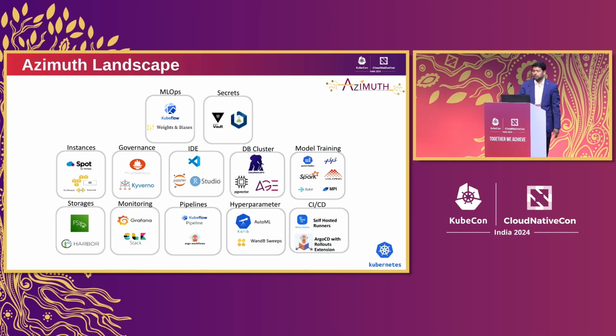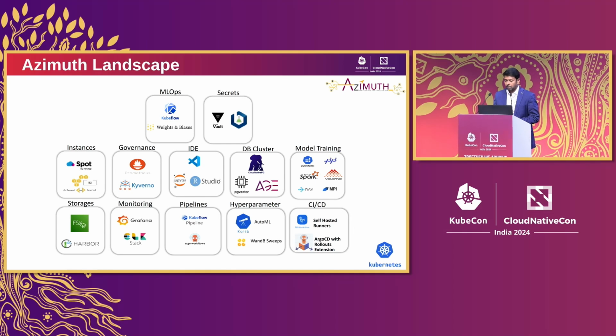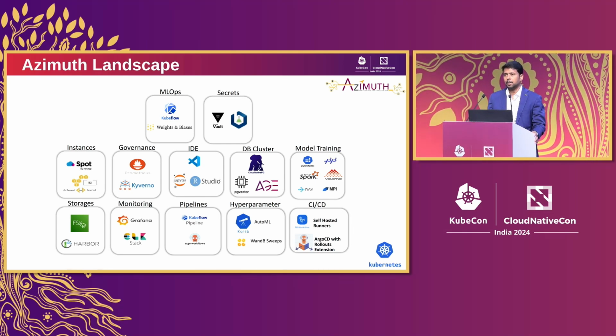And coming to pipelines automation, the data scientists who are comfortable in Python prefer Kubeflow Pipelines, whereas AI engineers or MLOps engineers who are comfortable in Kubernetes and YAML manifests prefer Argo Workflows. And for hyperparameter tuning, project teams use Katib and Weights and Biases sweeps.